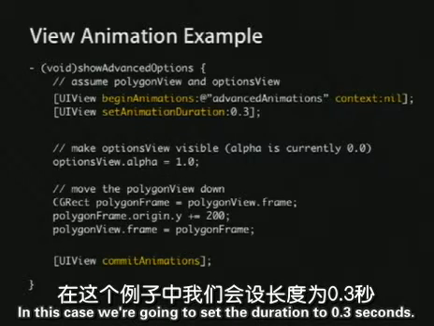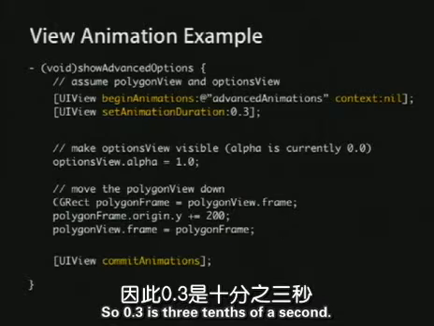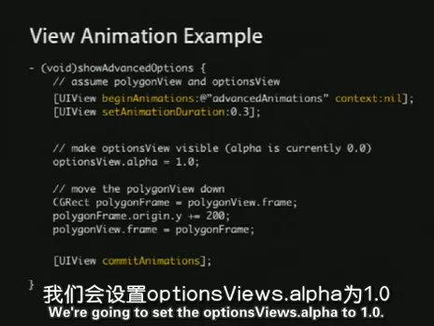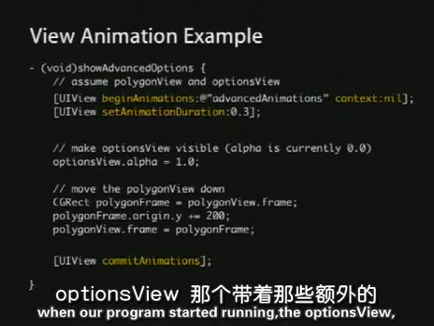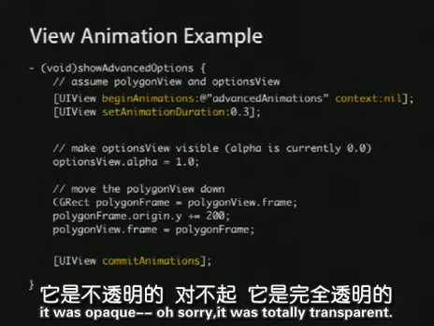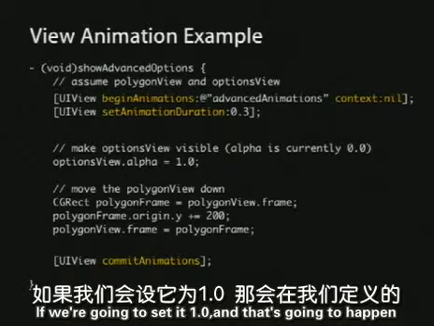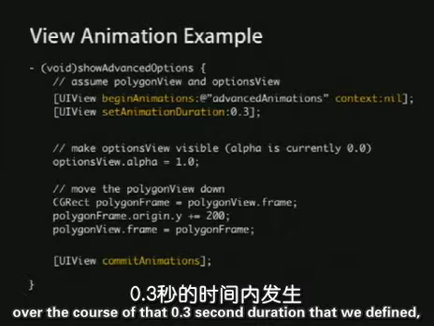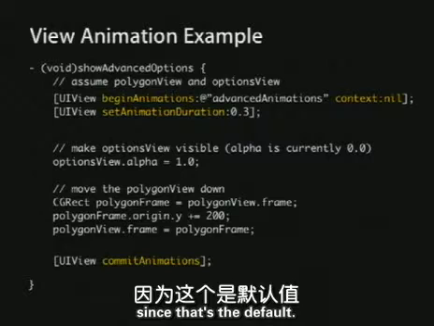In this case, we're going to set the duration to 0.3 seconds. Durations are always floating point values, and they're always defined in seconds. So 0.3 is 3/10 of a second. We're going to set the options view's alpha to 1.0. So we're going to assume that at the beginning, when our program started running, the options view, that view with those extra buttons, was totally hidden. It was totally transparent. And so its alpha was 0.0. We're going to set it to 1.0, and that's going to happen over the course of that 0.3 second duration that we defined. And it'll happen with the ease in, ease out animation curve, since that's the default.